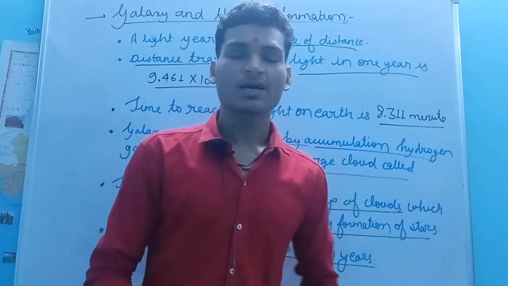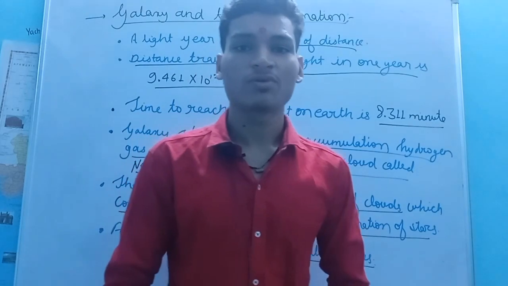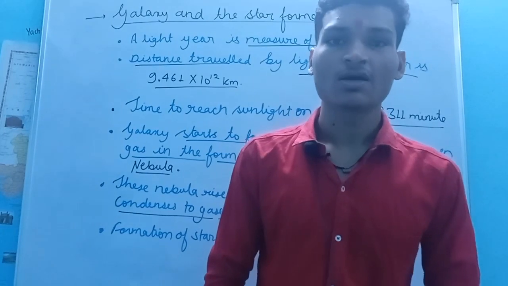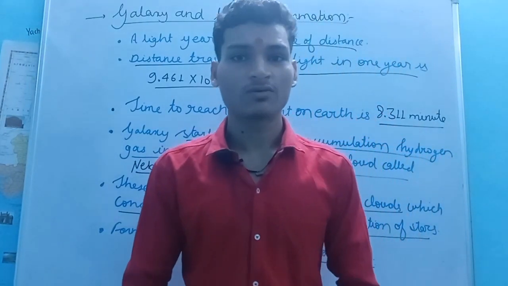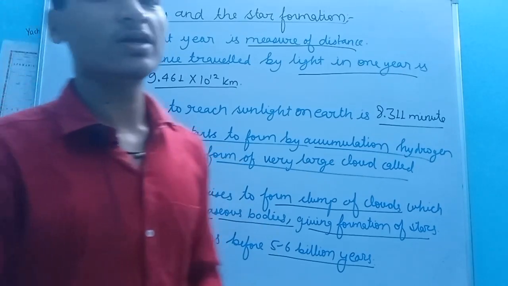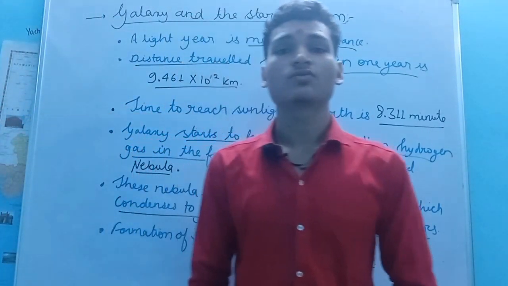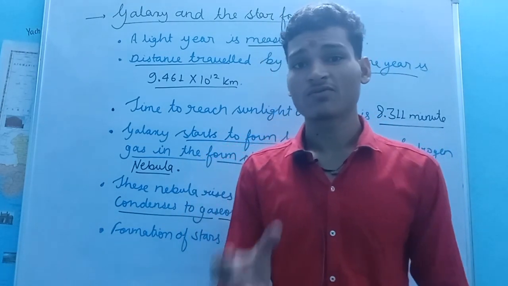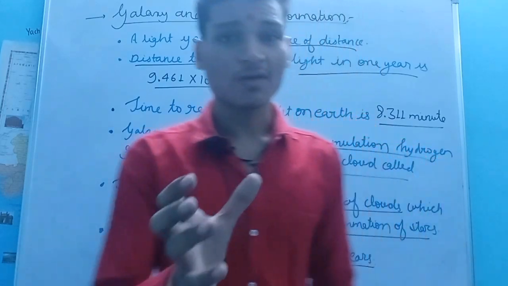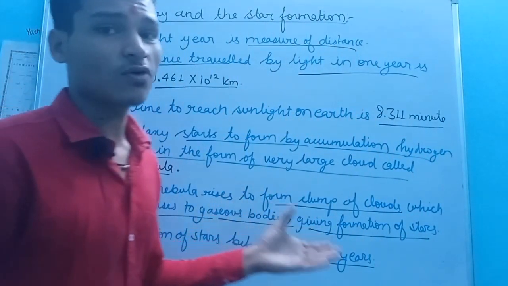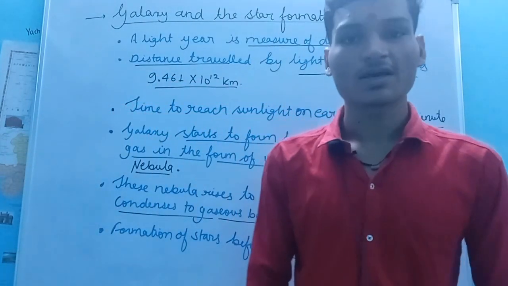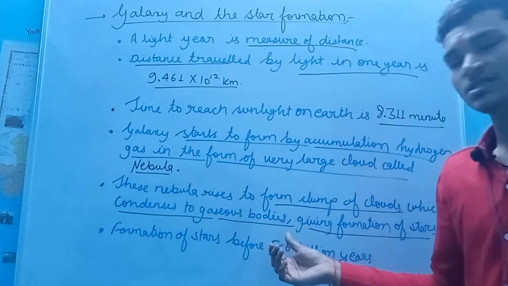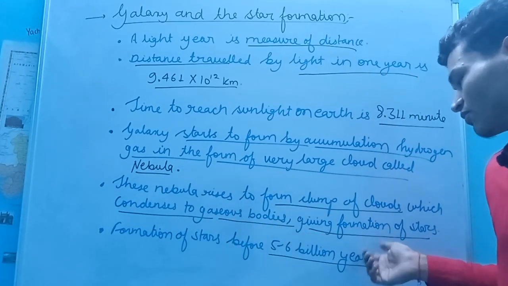Now we will discuss how the galaxies and the stars were formed. The galaxies were formed by the accumulation of hydrogen gas in the form of very large clouds, which were called nebula. After that, these nebulas rise to form clumps of clouds, which condensed into gaseous bodies, giving the formation of stars.